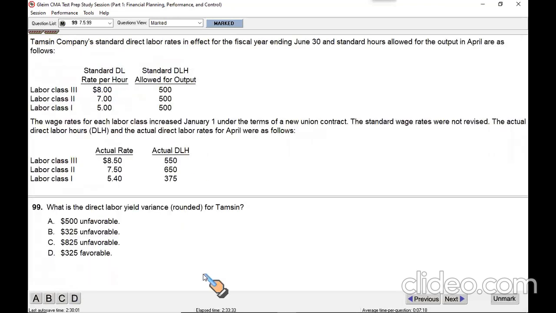Now we have a very nice question that will further enhance your understanding. Please be with me as I explain the idea fully. We're going to calculate yield variance and mix variance. We know the mechanism. Remember, you can have different types of labors and hours to calculate mix and yield for labor. We can also have different types of materials: material class 3, material class 2, material class 1, and these are the rates. So remember, mix and yield can be for labor and material both. Okay, now let's read the information and do some computation.